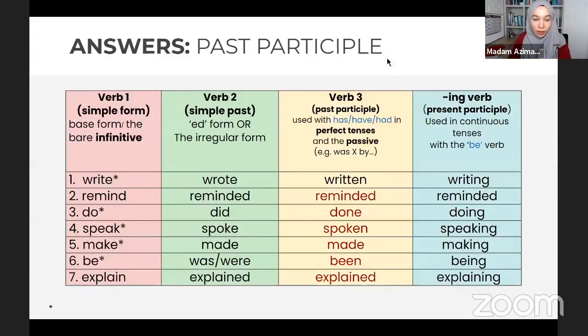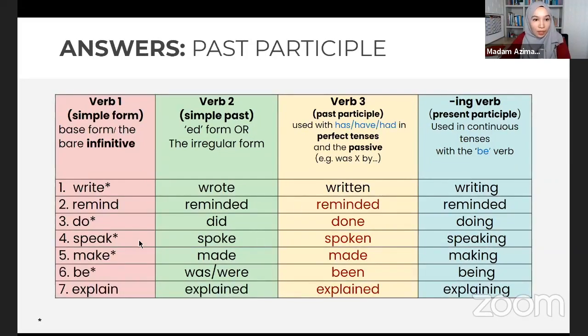All right. Okay, there you go. That's the answer. So for remind, it would be reminded. And then verb 3, reminded too. Same. Sometimes it's the same as verb 2. The star here shows that it's irregular. So do, did, done. Doing. Speak, spoke, spoken. Make, made, made. Same here.